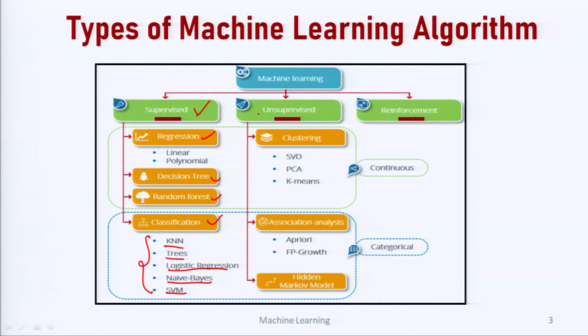Now, under unsupervised learning algorithms we have SVD, principal component analysis, k means. Do not get confused, k means and KNN are both different. This is k means, it comes under unsupervised learning and its steps or algorithm are different. Now, in association analysis we have a priori and FP growth, and there is another kind like hidden Markov model.